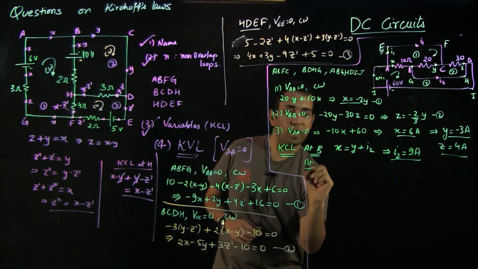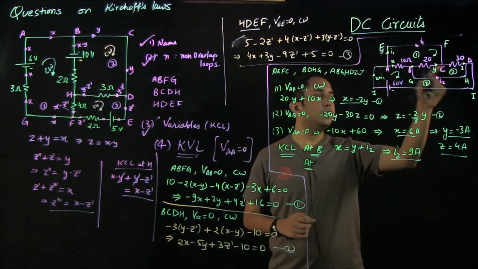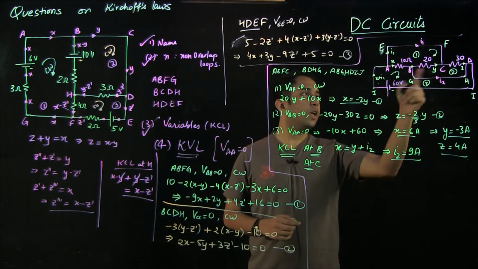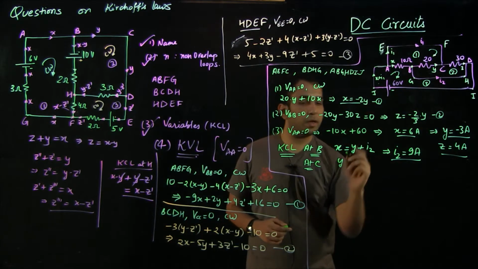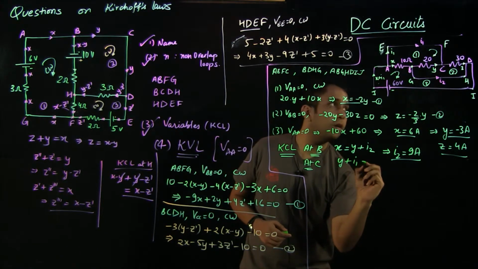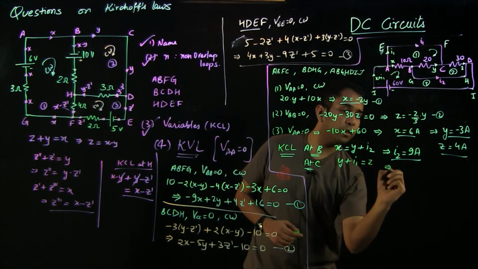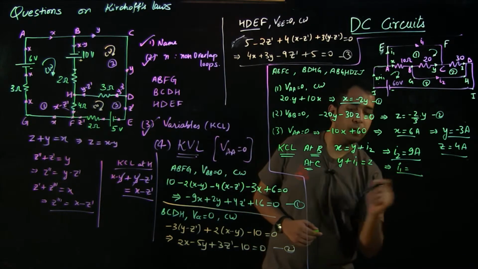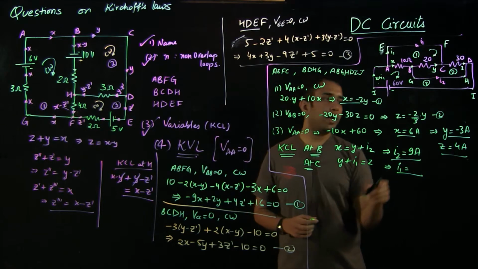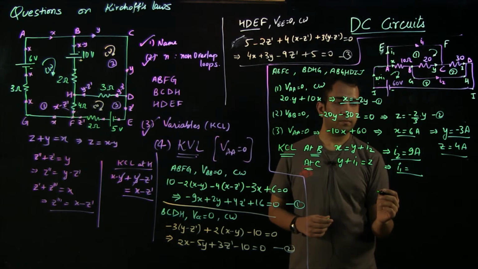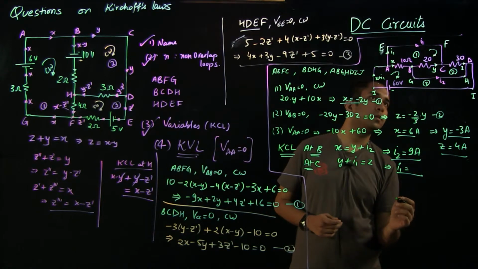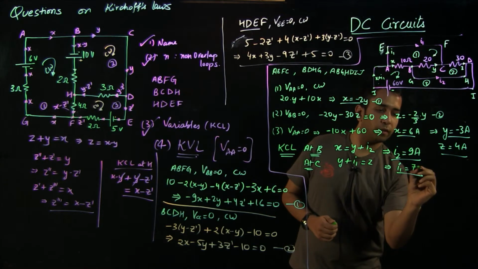Similarly, if I apply KCL at junction C, the incoming current is Y plus I1 and the outgoing current is Z. So this gives us the value of I1 to be Z minus Y, which is 7 amperes.